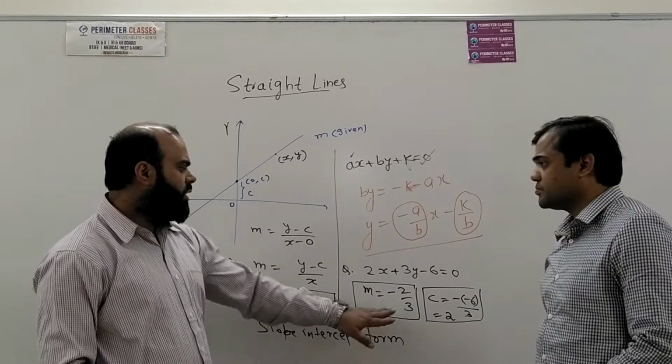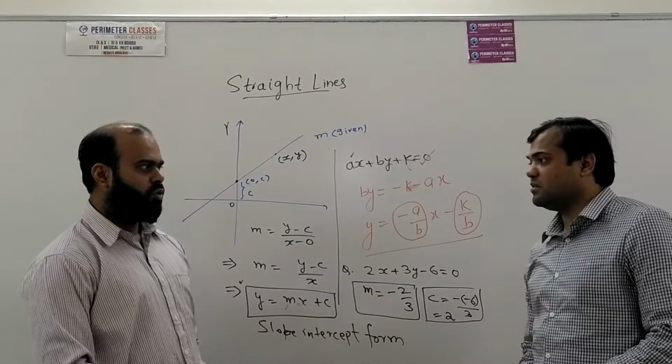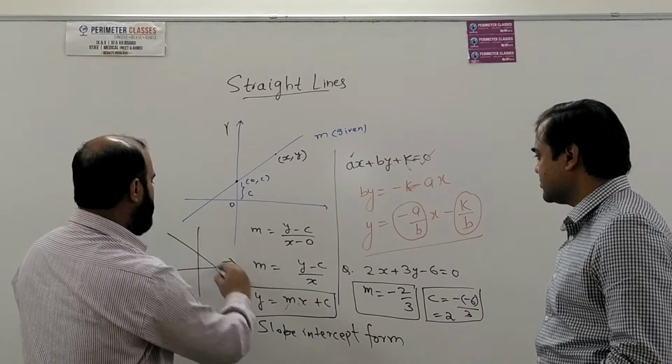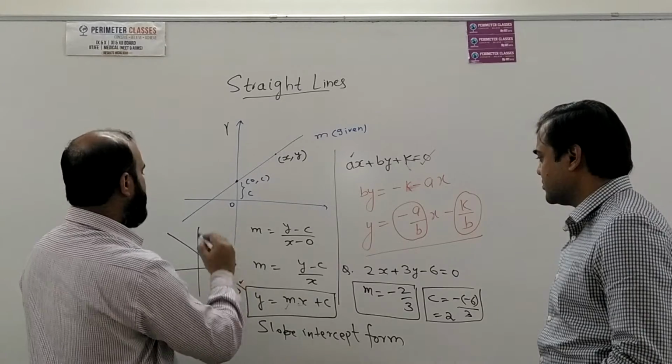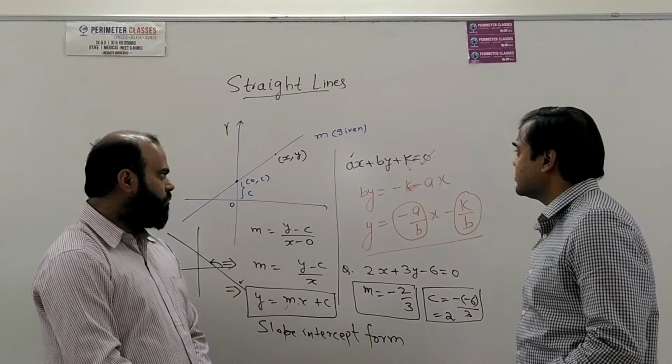We can also say that this is an obtuse angle. Yes, that is why the slope is negative. Slope is negative, so it is not a line like this. It would be a line like this. So this angle is an obtuse angle, right? So this is the slope-intercept form and the relation.